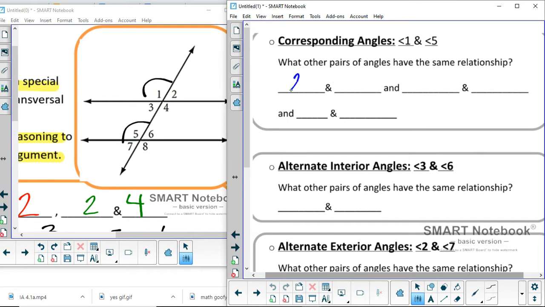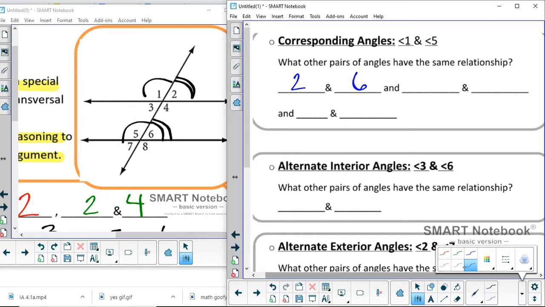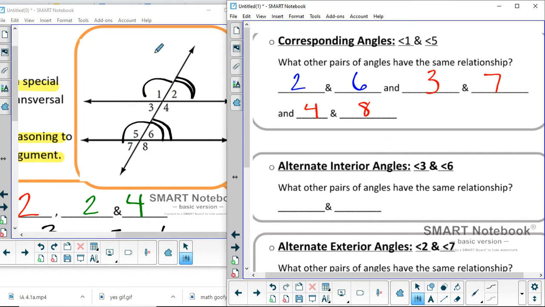So if I were to put down angle 2, what angle would be in the same position as angle 2? And that would be angle 6. So here I could mark it on this side, angle 2 and angle 6. All right, what about the next two pairs of corresponding angles? 3 and 7 would be a pair of corresponding angles. 4 and 8 would be a pair of corresponding angles. Great.